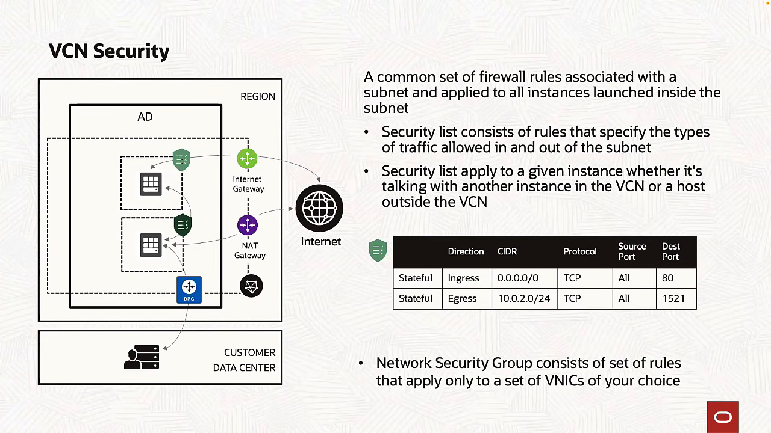So in summary, a security list applies to all VNICs in a subnet. If I had multiple VNICs within the subnet and a security list attached, all of those VNICs would have to abide by the security list. Now, an NSG is applied to chosen VNICs in the same VCN, and it allows you to be a bit more granular than a security list. So that's the difference between the two.